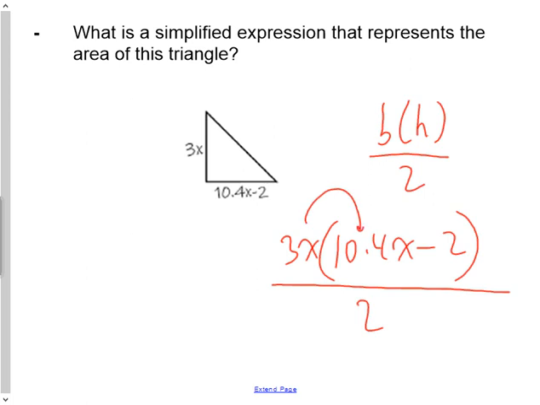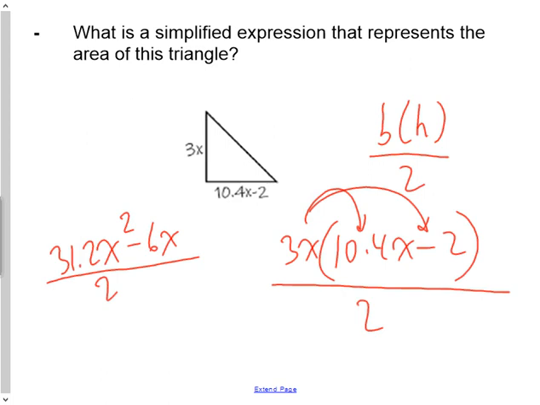So let's simplify the numerator first. If I have 3x multiplied by both of those, I'm going to have 31.2x squared minus 6x. So when I do the multiplication of the numerator, I multiply 3x by 10.4x minus 2. I end up with that expression. And then that, of course, will be divided by 2. So we have a binomial divided by 2, which will require distributive property.